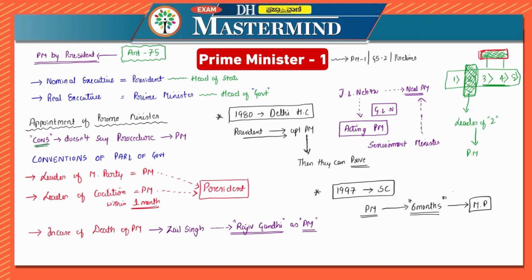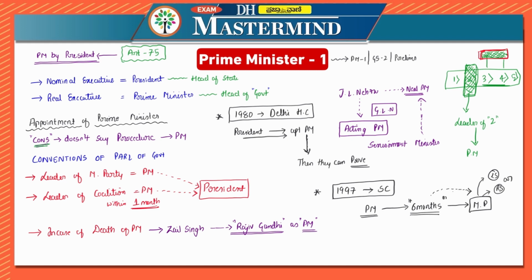So you can also say that a person who is not even a member of Parliament can be Prime Minister for up to 6 months, because only after 6 months, if they have not become an MP, will it matter. It is not that they have to be in Lok Sabha only. They can be a member of Lok Sabha, or a member of Rajya Sabha. One of these houses they have to be a member of. If they become a member in 6 months, then they will continue to be Prime Minister. If not, they will cease to be the Prime Minister.